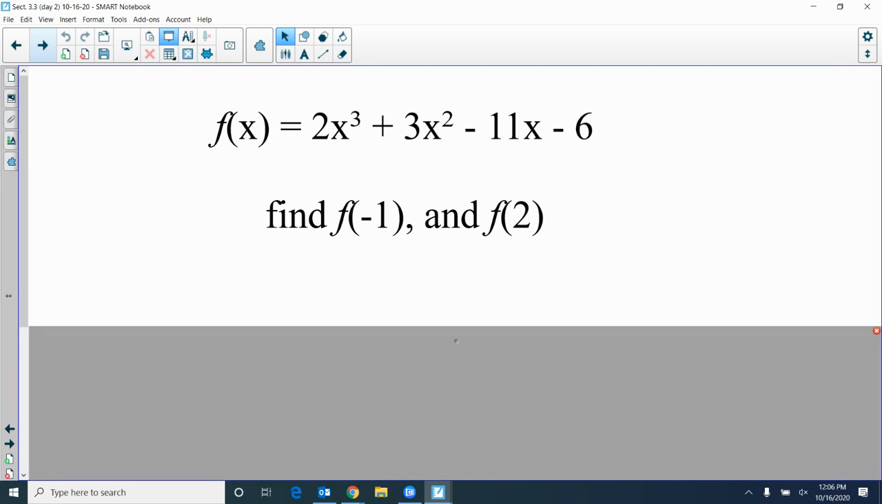But first, what I want you to do is take that equation or that function at the top. Go ahead and calculate f of -1, and then calculate f of 2.